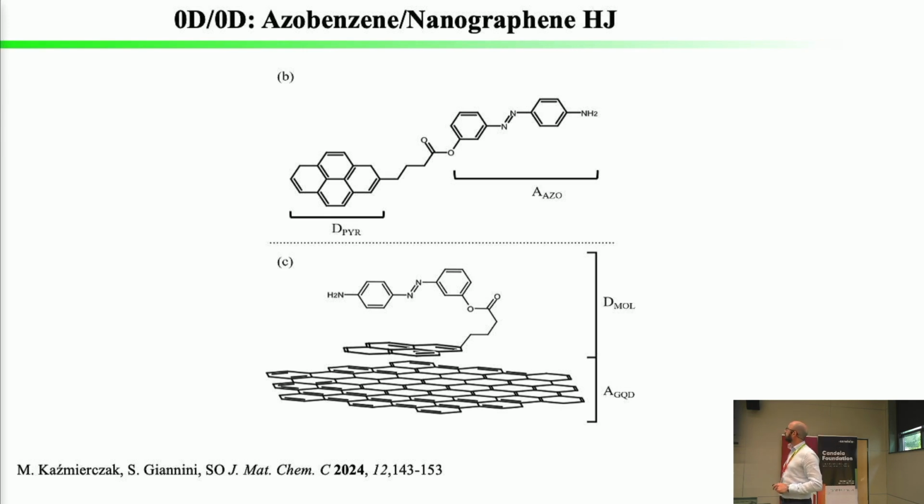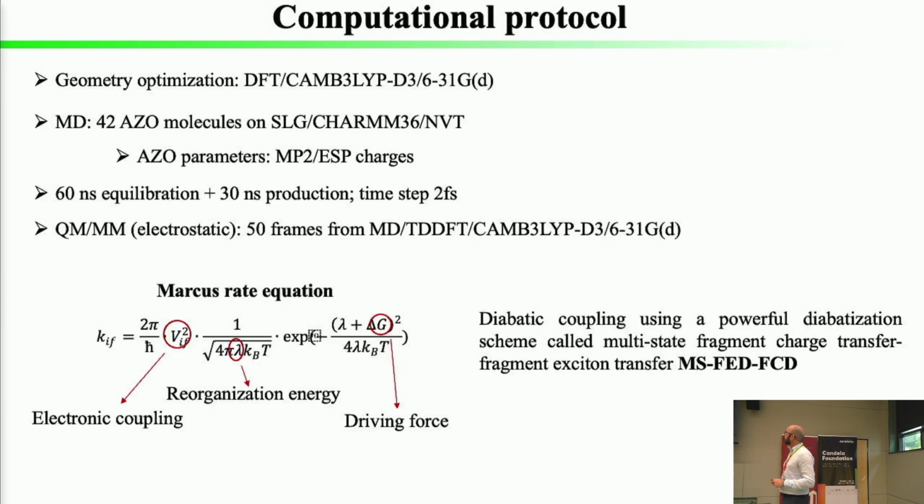We consider a 0D interface based on an azobenzene derivative and one of these nanographenes or large PAHs. The graphene we consider has an amino substitution in para and is linked through a linker to a pyridine to ensure the pi-pi stacking with this nanographene. And what we do, we consider DFT calculations, we optimize this interface, but we also go a step forward.